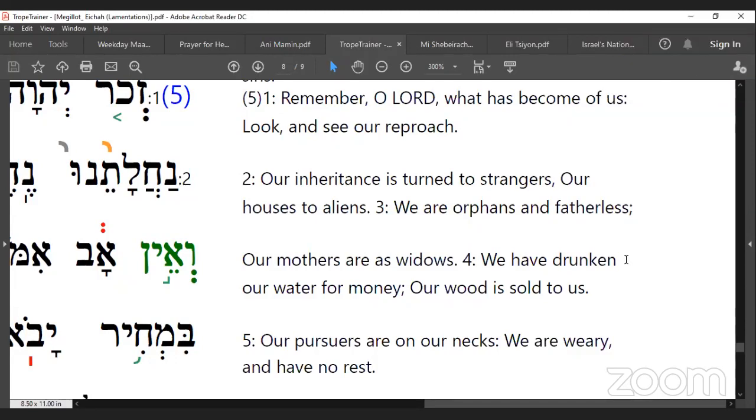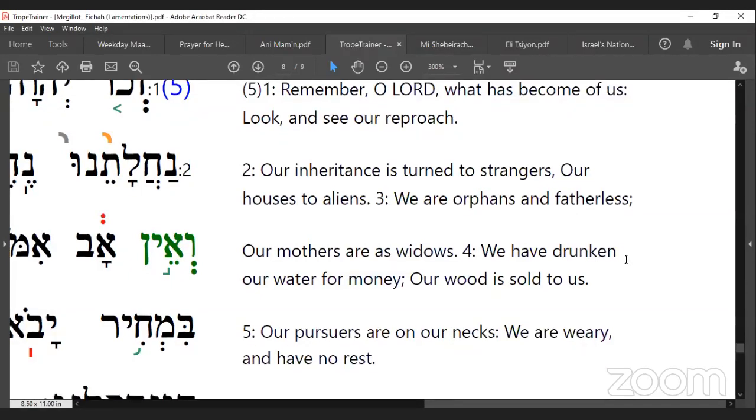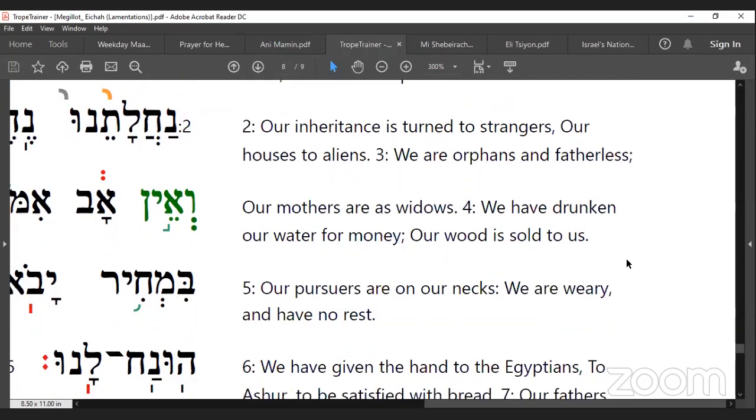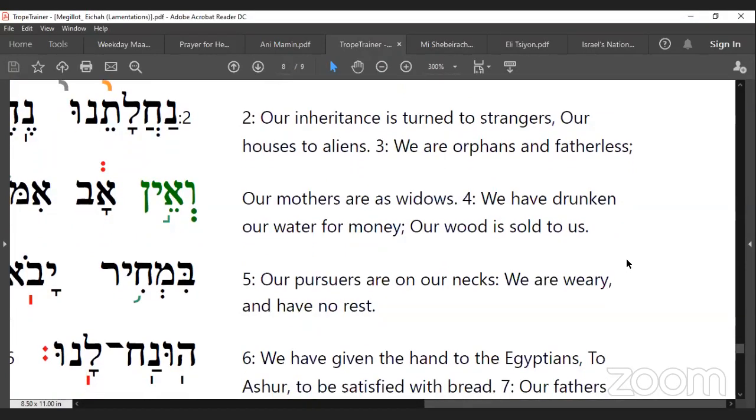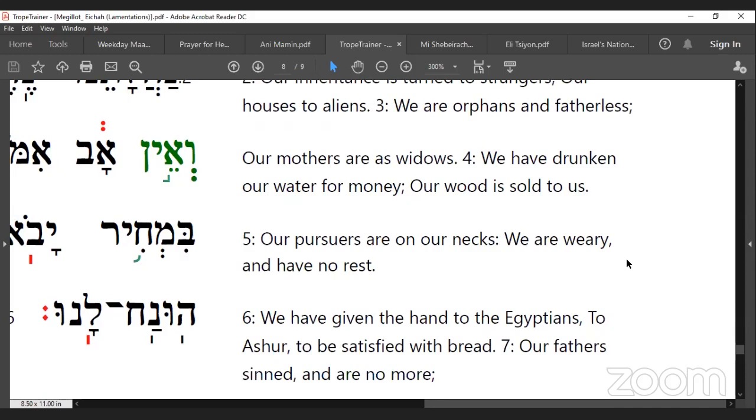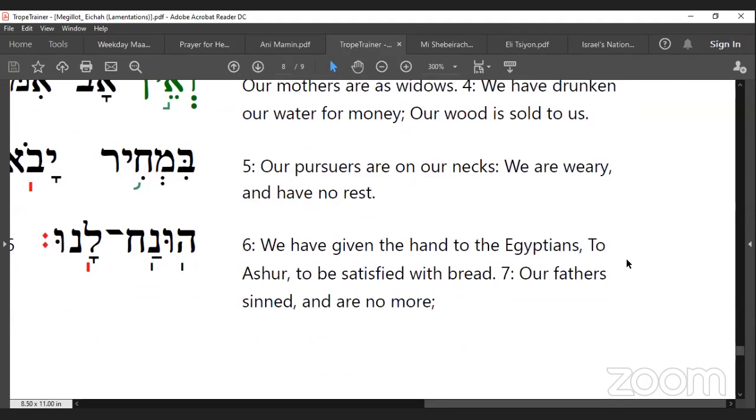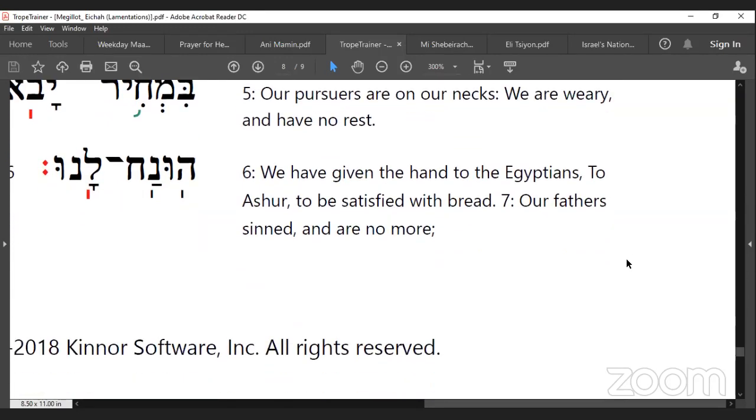Remember, O Lord, what has become of us. Look and see our reproach. Our inheritance is turned to strangers, our houses to aliens. We are orphans and fatherless. Our mothers are as widows. We have drunken our water for money. Our wood is sold to us. Our pursuers are on our necks. We are weary. We have no rest. We have given the hand to Egyptians, to Ashur, to be satisfied with bread. Our fathers sinned and are no more.